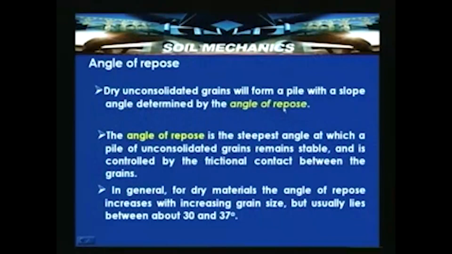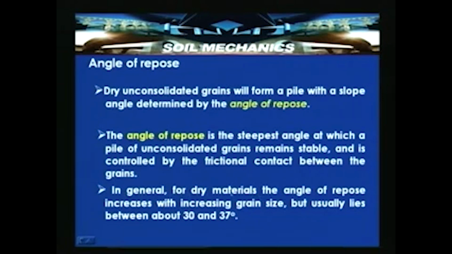Now, let us look at this particular phenomenon with respect to practical examples. We all know when a lump of dry unconsolidated grains is piled, then it can form something like a cone or heap. So, the angle of inclination of the cone or heap, the maximum slope which it can take, is called the angle of repose. So, dry unconsolidated grains will form a pile with a slope angle determined by the angle of repose. So, the angle of repose is the steepest angle at which a pile of unconsolidated grains remains stable and is controlled by the frictional contact between the grains.